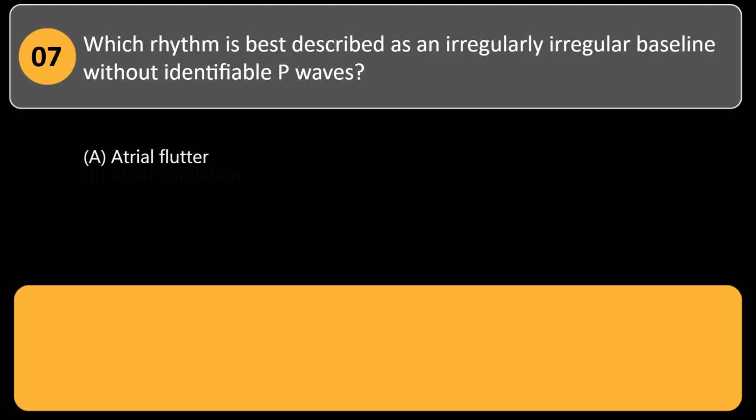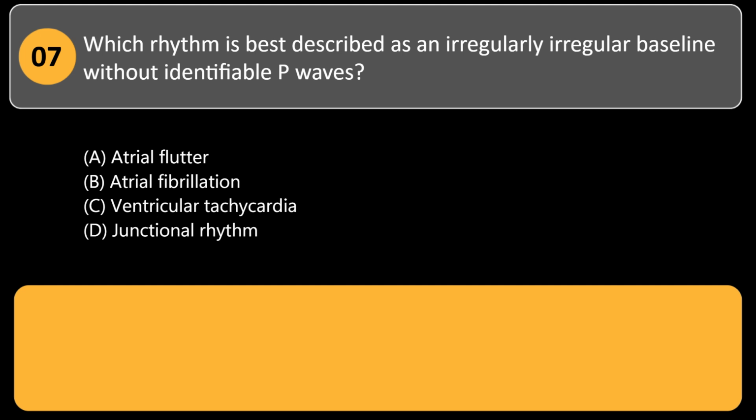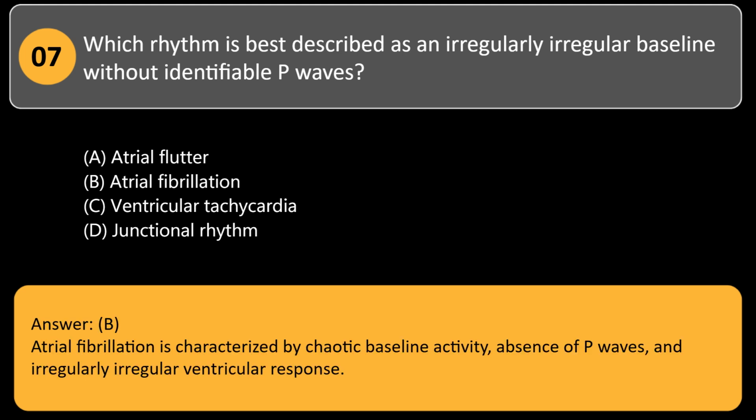Which rhythm is best described as an irregular baseline without identifiable P waves? A. Atrial flutter. B. Atrial fibrillation. C. Ventricular tachycardia. D. Junctional rhythm. Answer, B. Atrial fibrillation is characterized by chaotic baseline activity, absence of P waves, and irregular ventricular response.